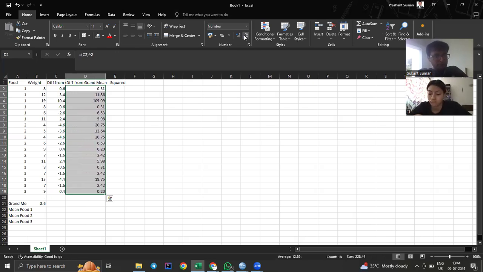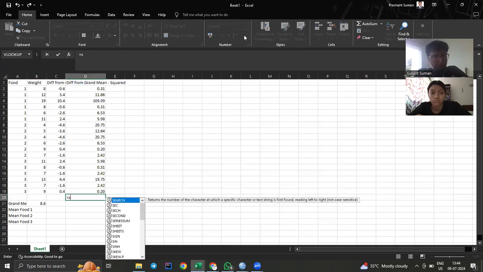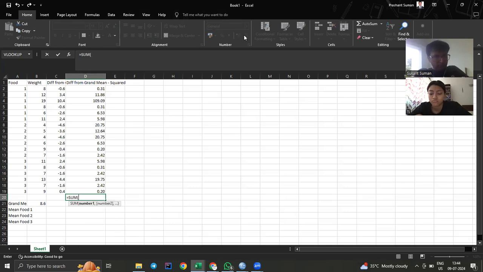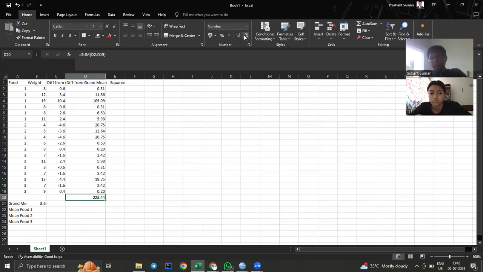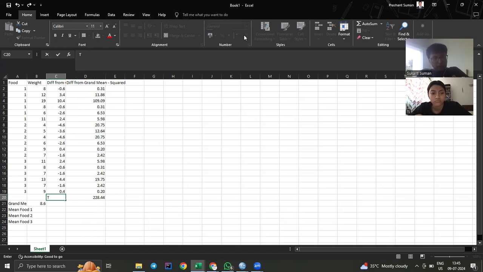Fine. And I take the sum of it. So I have the total sum of squares here. This is what we will call total SS, or grand SS, whatever you want to call it.